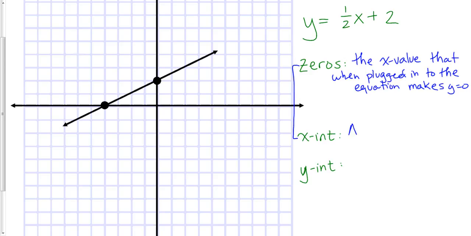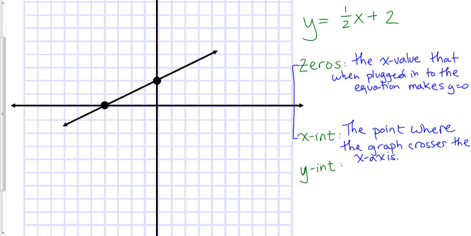is the point where the graph crosses the x-axis. So we look at our graph and say, okay, what point does it cross the x-axis? And this would be the point. The key here is that it has to be a point, which means it needs to be written as an ordered pair. So the x-intercept here is -4, 0.